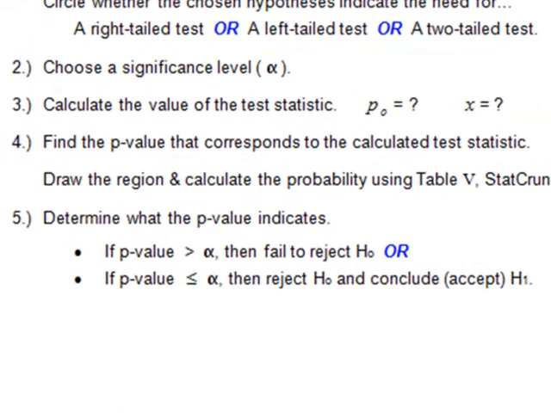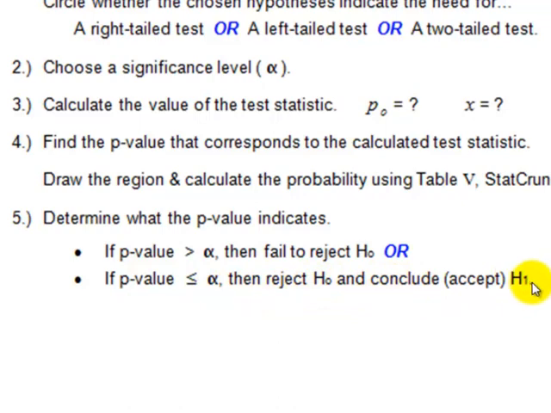Number 5, we use the p-value to determine the outcome of the hypothesis test. It's one of 2. If the p-value is greater than alpha, our level of significance, then we fail to reject the null. Or the other outcome, if the p-value is less than or equal to alpha, then we reject the null and we conclude the alternative.